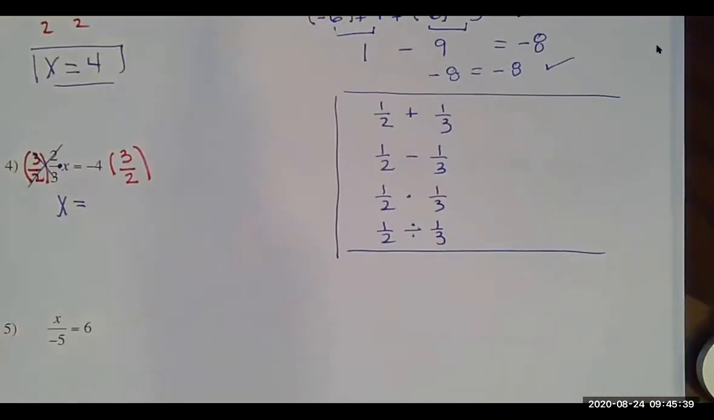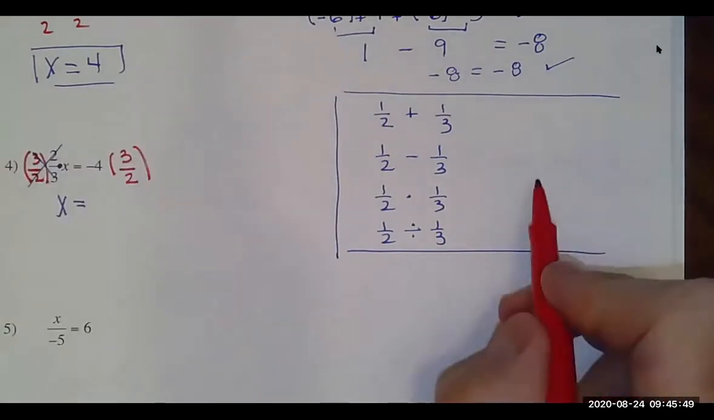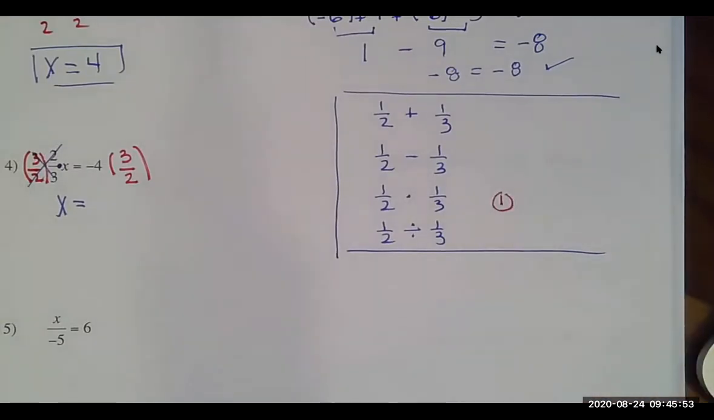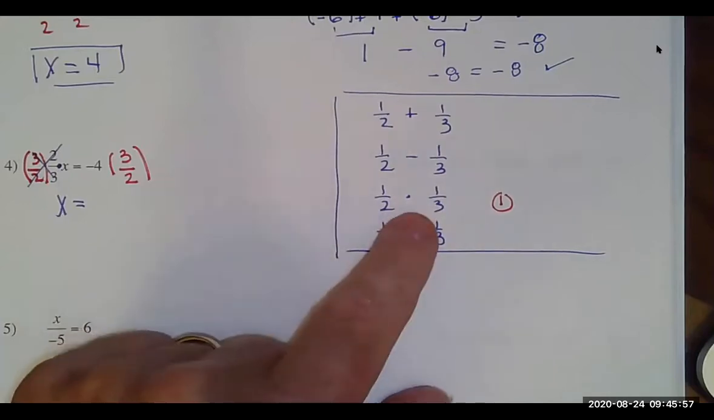Okay, I'll rank these, meaning what's the easiest one? Out of these 4, what's the easiest one? And I hope most of you are going to say number 1, that's the easiest one. And the reason for that is you just multiply straight across. This is 1/6. That's easy, easy, easy.